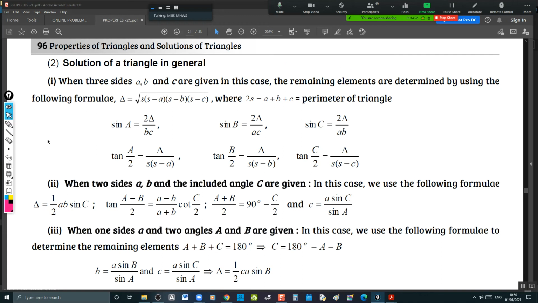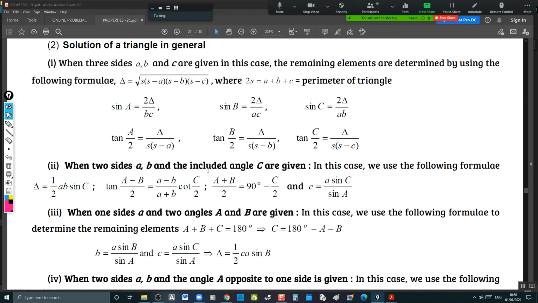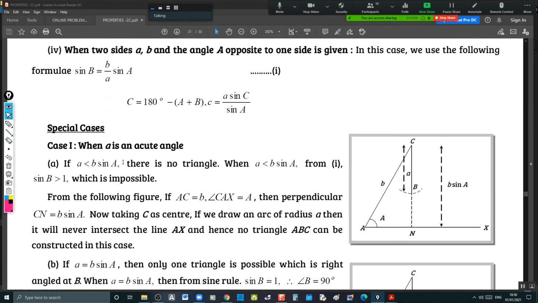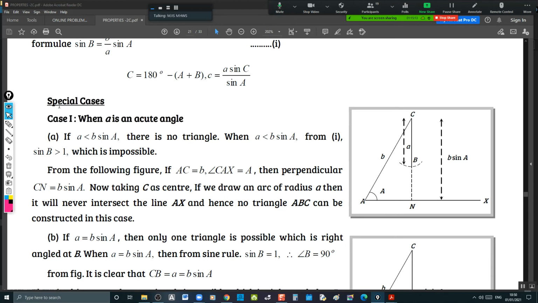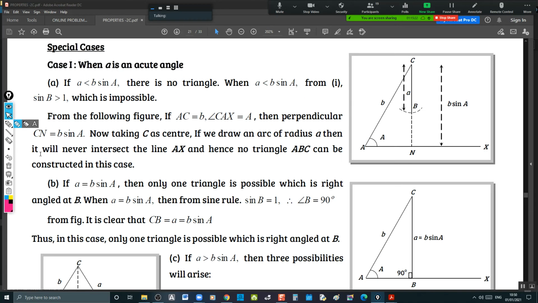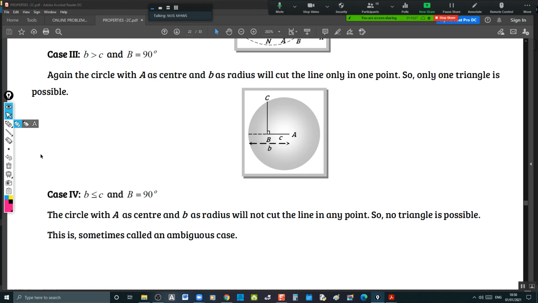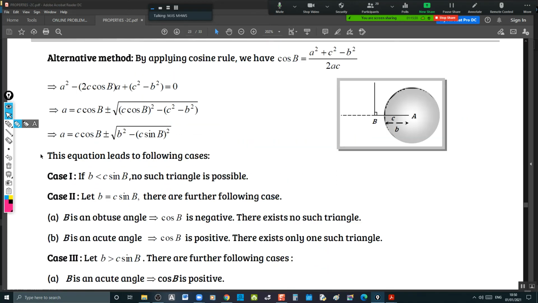So when two sides a, b and angle A opposite to one side is given, then also you can find out. Okay, so different cases. Next special case is when A is an acute angle, and when A is an obtuse angle. With all common sense we can work out these. Only thing, some ambiguous cases are to be recognized.